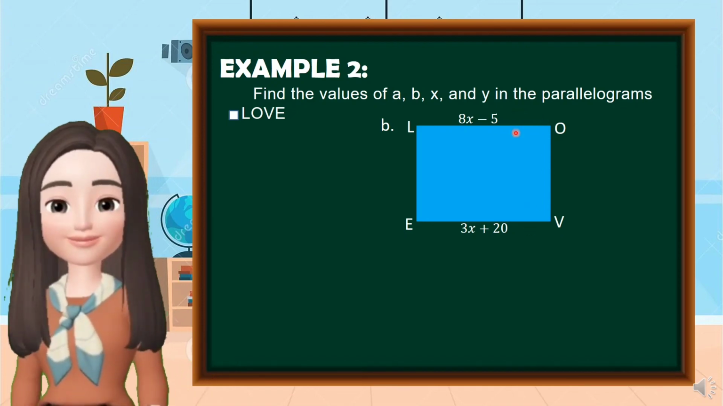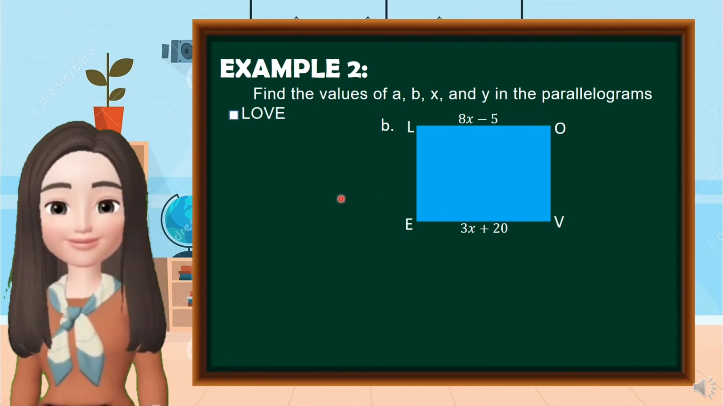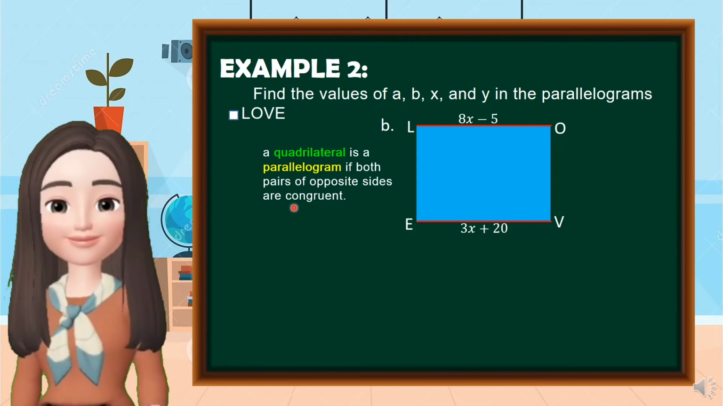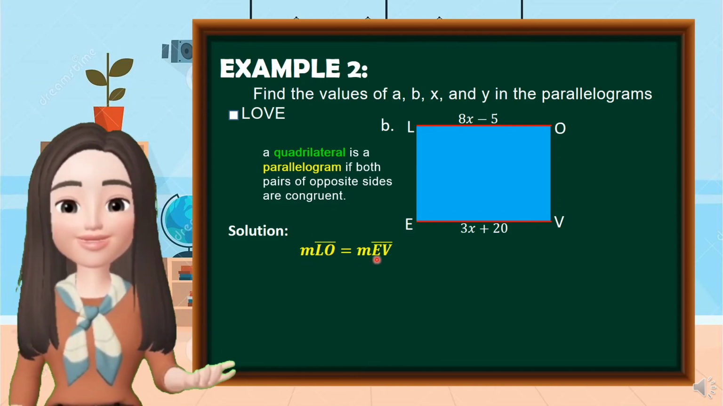Ano? And we know that one of the properties of a parallelogram states that if both pairs of opposite sides are congruent, ay equal daw ang measurement ng ating opposite sides. So, therefore, we can form an equation as, ang measure ni side LO ay equal sa measure ni side EV. Okay? Did you agree?